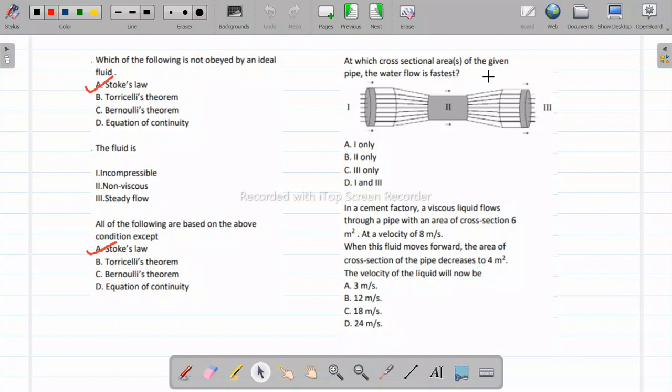At which cross-sectional area of the given pipe does water flow fastest? Area and velocity are inversely related, so flow would be the fastest at the region which is narrower, which in this case is option B, that is region 2.